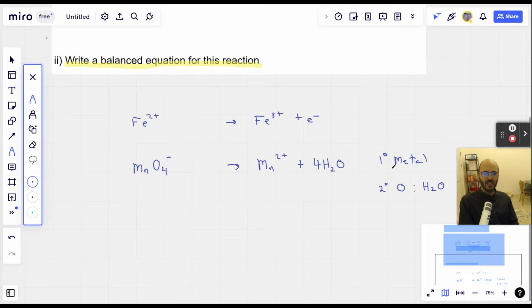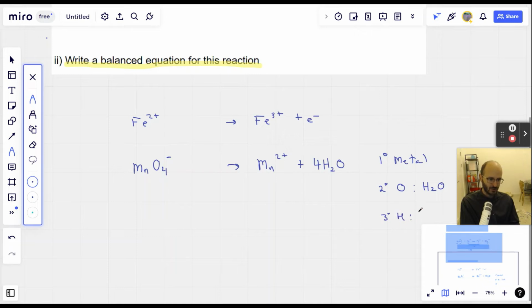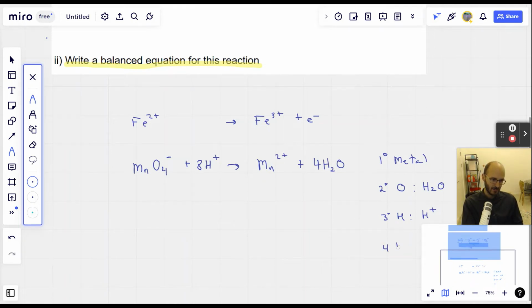Next thing that you do is to balance the hydrogens. How? Well, you add protons. So you have 8 hydrogens here, so you add 8 protons here. And the fourth thing that you do is to balance the charges, plus or minus, by adding electrons.